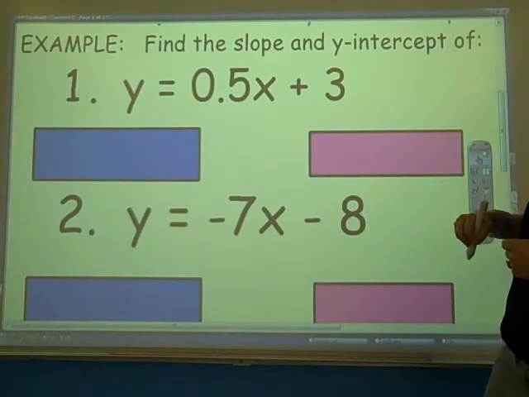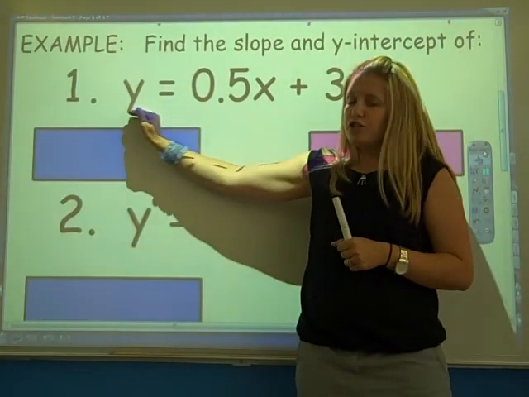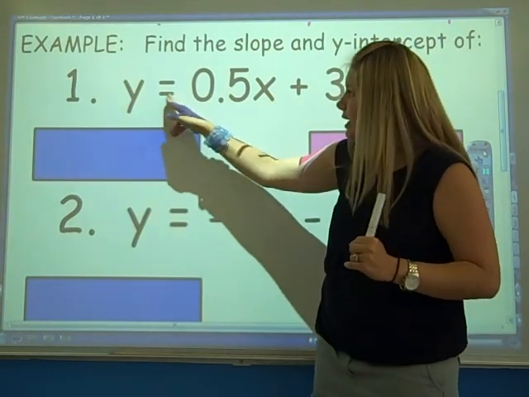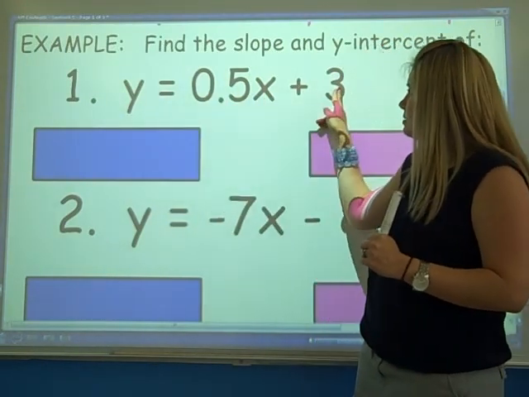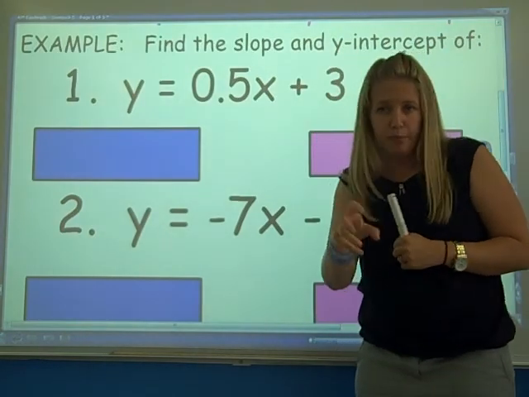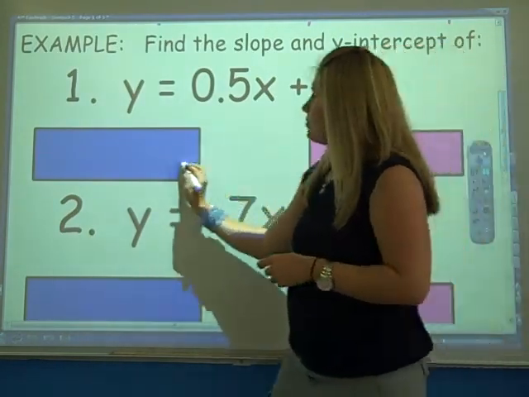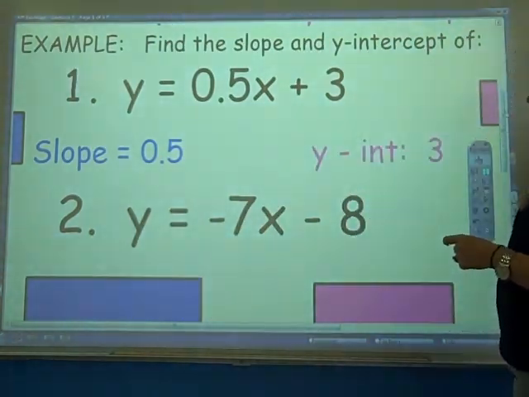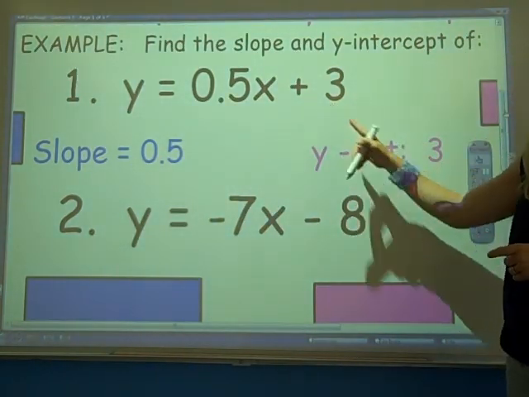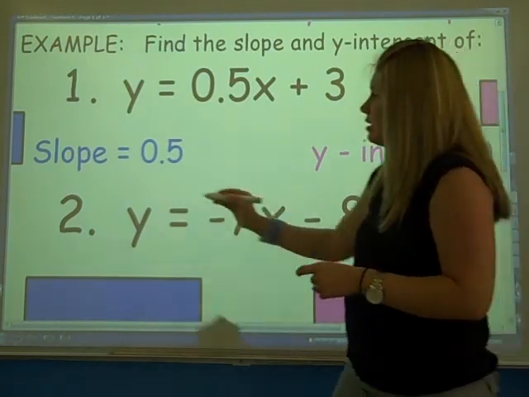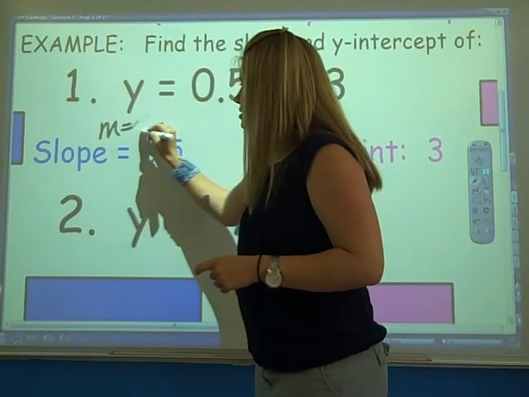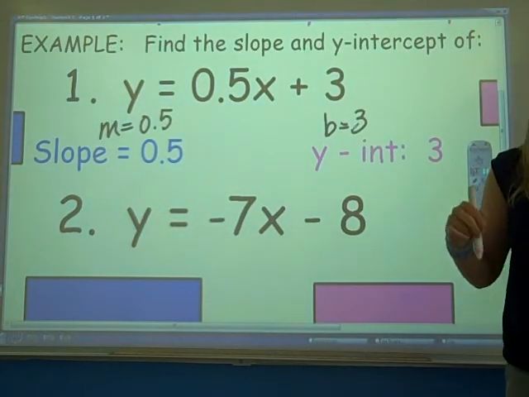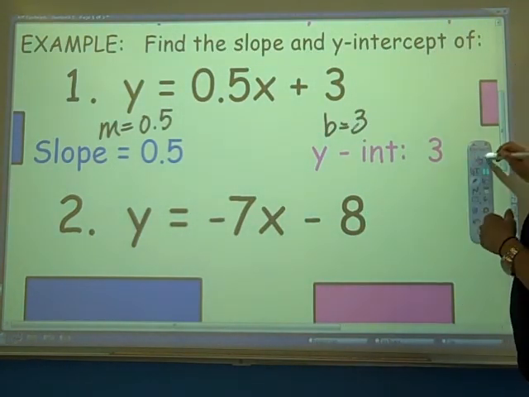Find the slope and the y-intercept. First, you want to make sure that it's in the y equals mx plus b form. It is y equals mx plus b. Then you just pull out your m, which is your slope. 0.5 is your slope. And your b equals 3. Okay? You can just write m equals and b equals if you want. You can write m equals 0.5. And you could write b equals 3. Okay? You don't have to write slope, y-intercept. Next one.